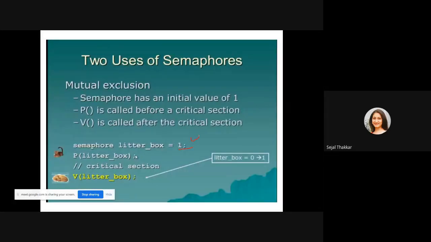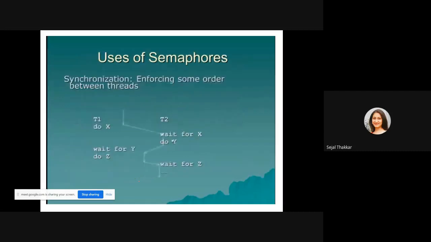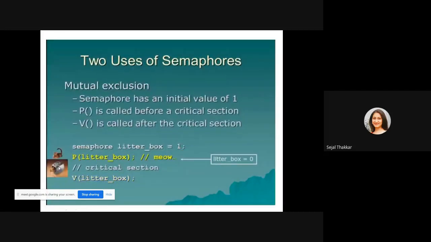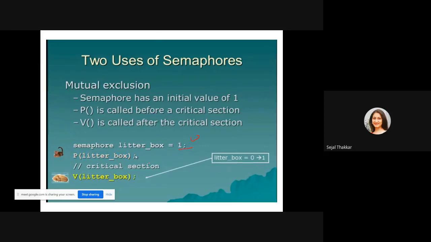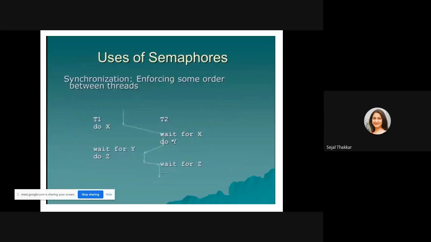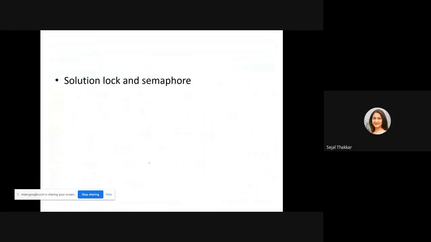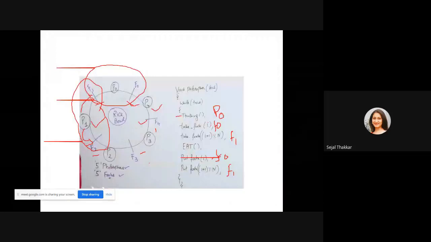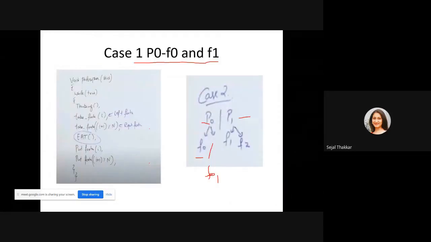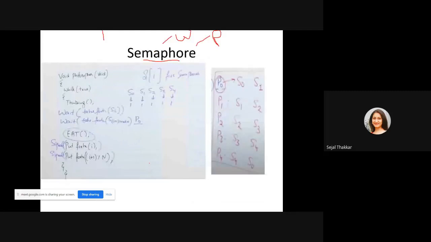Now if the cat is in the litter box, it means the value of the semaphore will become 0. So the cat is in the critical section, using that particular thing. Once it comes out, the value becomes 1 again. So this is wait and post, wait and signal. Signal gives the indication that now the critical section is empty and somebody else can enter. And if somebody is there, the semaphore value is 0 and others wait. So here there is one problem when two philosophers enter parallelly. This problem we can solve using the semaphore.